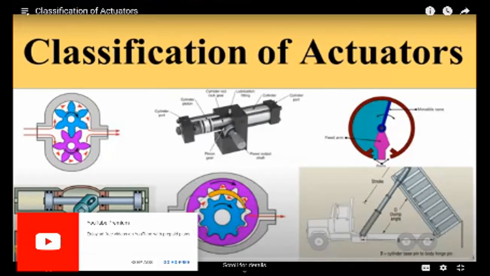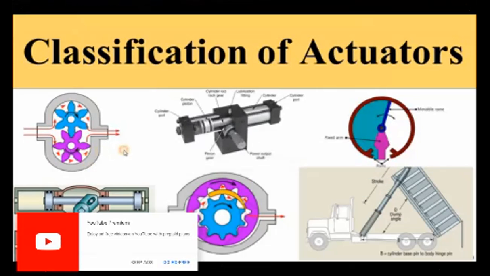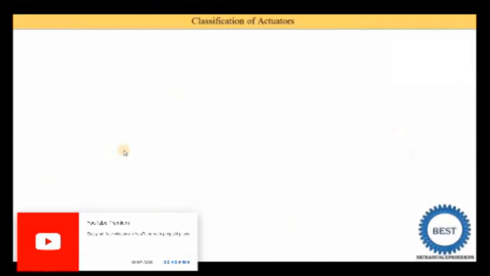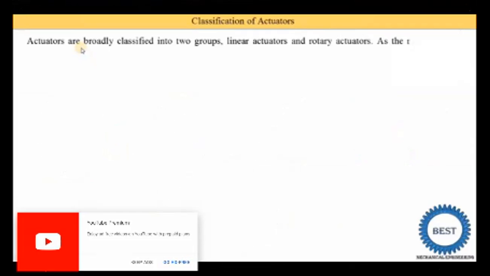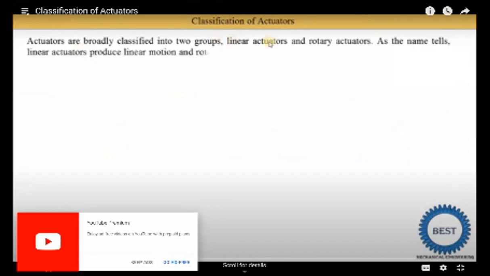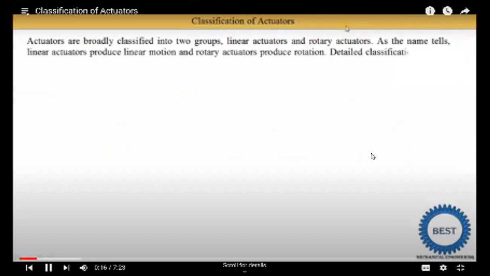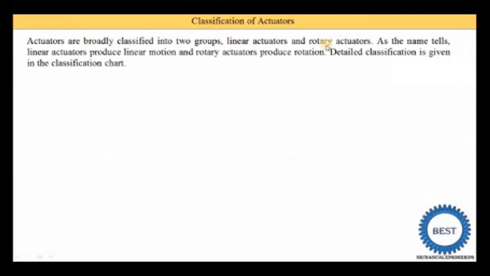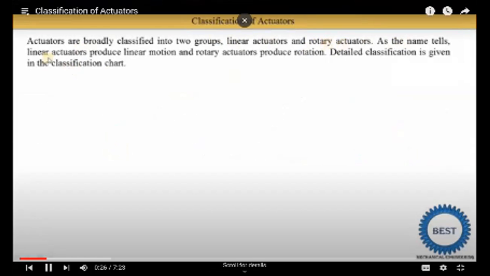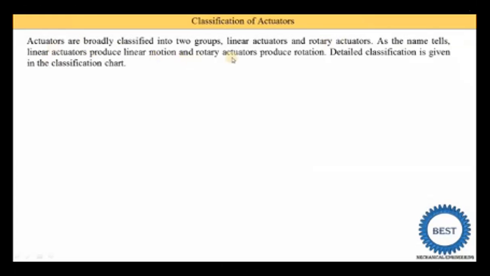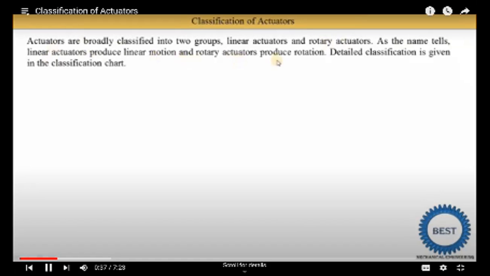In this video I explain the classification of actuators by using these various diagrams, so quickly we'll go for the classification. Actuators are broadly classified in two groups. First is linear actuators and second is rotary actuators. From the names you can understand the meaning of linear actuators and rotary actuators. Linear actuators produce linear motion, that's why the name is linear actuators. And rotary actuators produce rotations. The detailed classification is given in the classification chart.